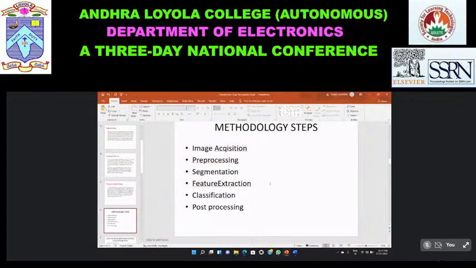And these are the methodology steps. Image acquisition, pre-processing, segmentation, feature extraction, classification, post-processing. Usually handwritten recognition is divided into six categories, namely image acquisition, pre-processing, segmentation, feature extraction, classification, and post-processing. Coming to image acquisition, it takes input from the digital image.